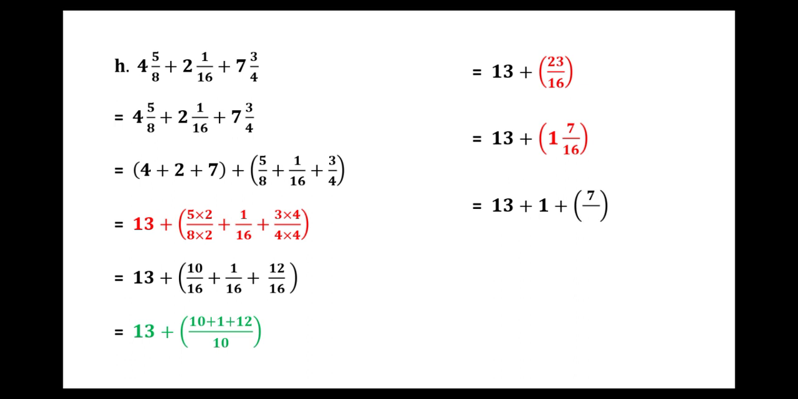Now we add the whole parts, 13 plus 1, and we write the fractional part separately, that is 7 upon 16. The whole part is 14 and the fractional part is 7 upon 16. Now we write them together: 14 whole 7 upon 16 is the answer to this question.